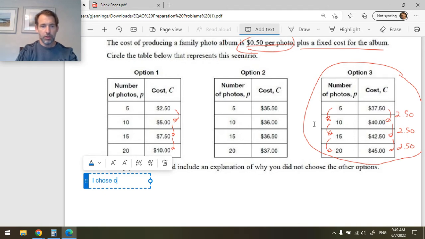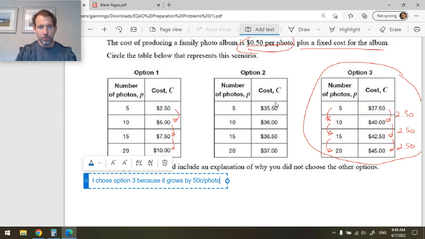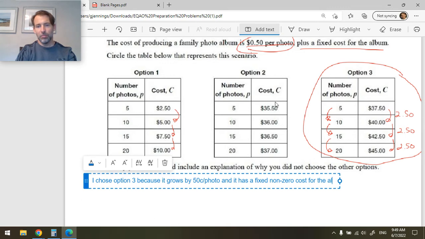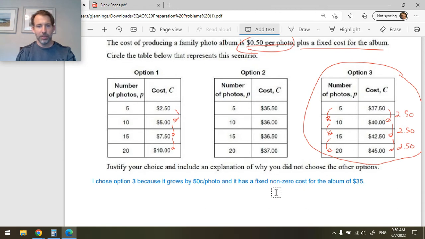I chose option 3 because it grows by 50 cents per photo and it has a fixed non-zero cost for the album of $35. Okay. How do I know it costs $35 for the album? Because if I went back one here, that would bring me to 0 photos and $35. Okay. So there. I don't think they would want anything more than that for full marks.